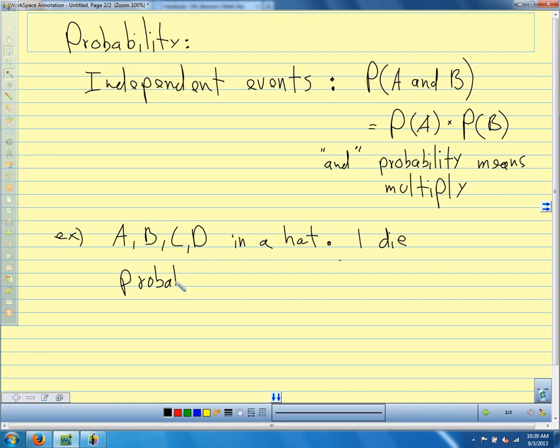So we want the probability of picking a B and rolling more than 3.